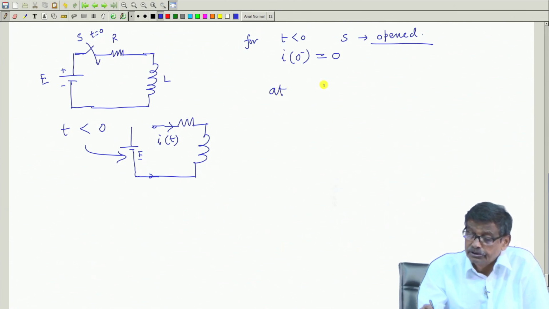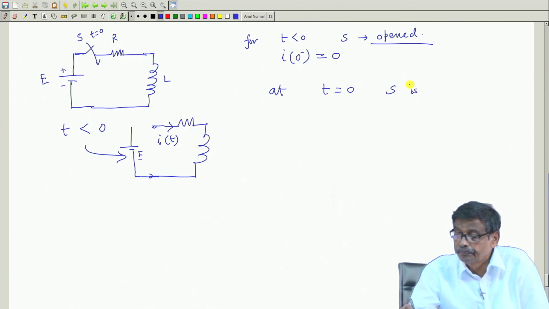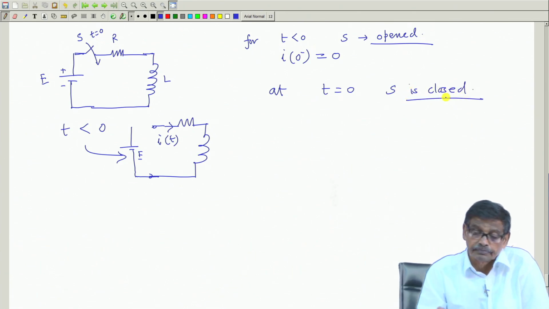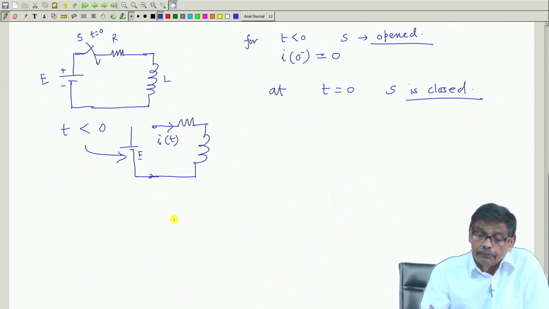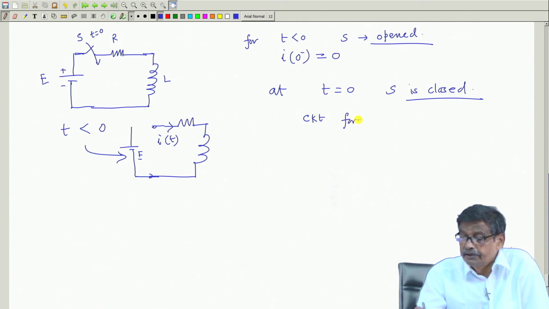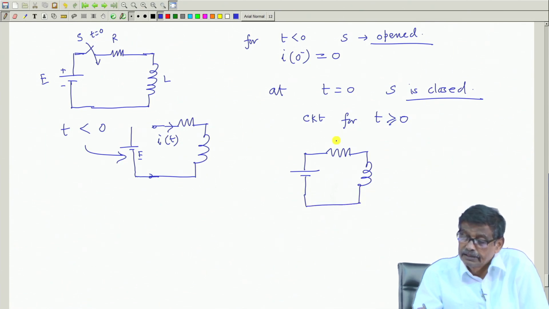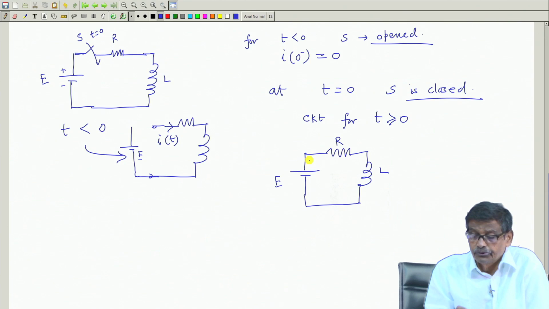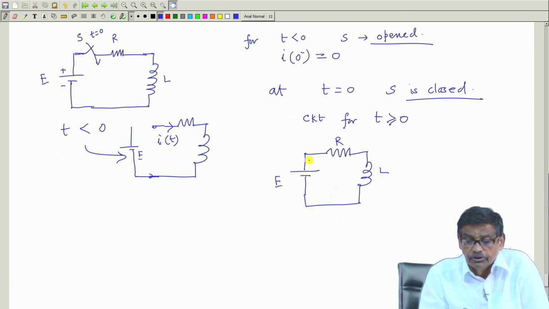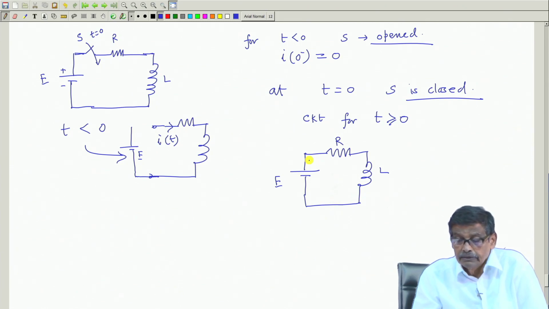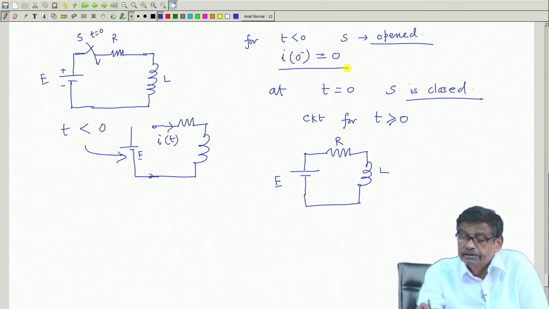Now, at t equal to 0, S is closed. If you close S at t equal to 0, the circuit for t greater than or equal to 0 will now look like this: this is R, this is L, this is E. It is instructive always to draw the circuit topology before switching and after switching. Before switching you have to draw it, because you must know what existed for the current immediately before the switching.